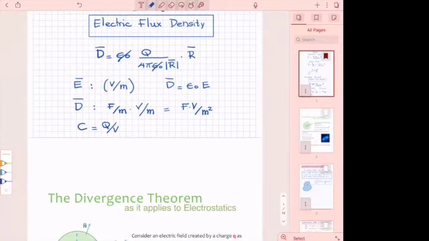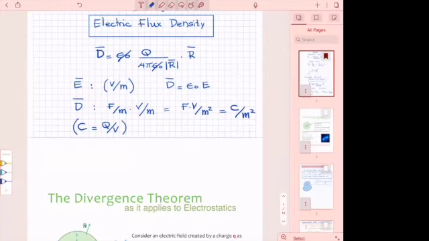So practically, capacitance units times voltage units, which is F over M times voltage, makes F times V, which makes coulombs. And therefore, this is in coulombs per meter square. That is what we call density, all right? It's not like the electric field intensity, which is volts per meter. This is density.